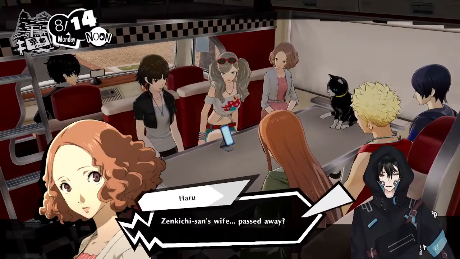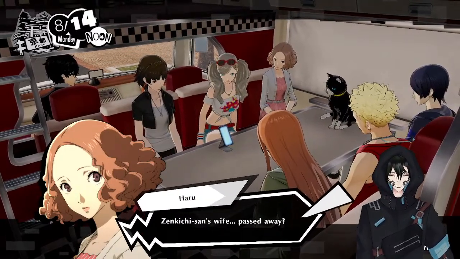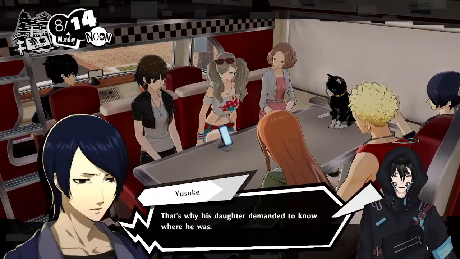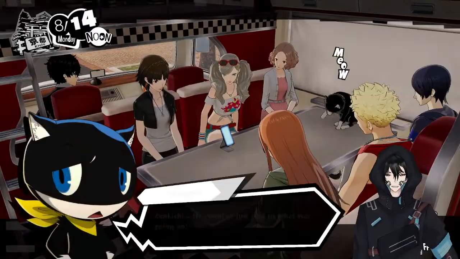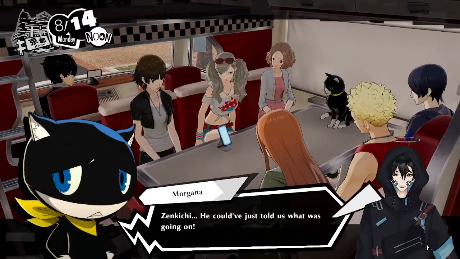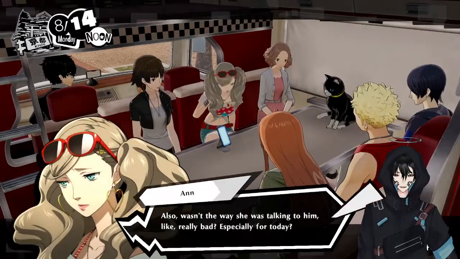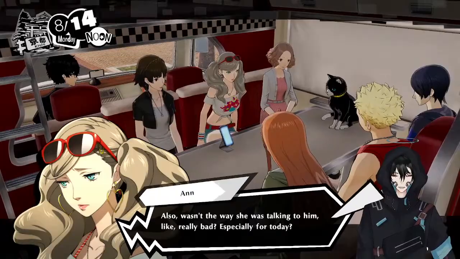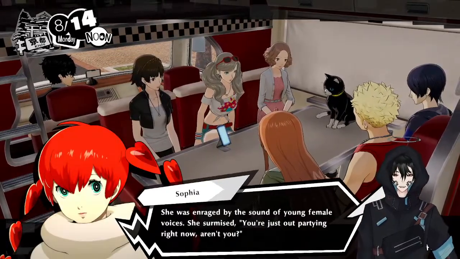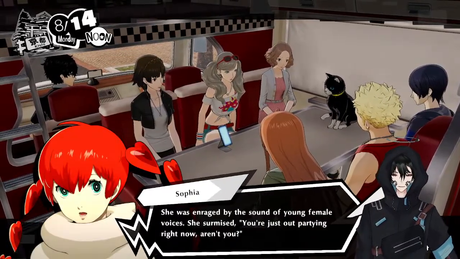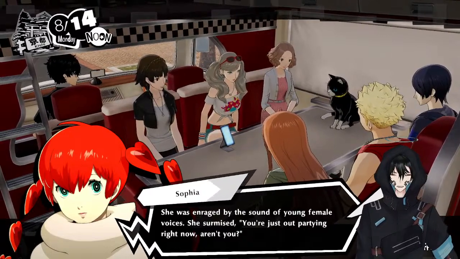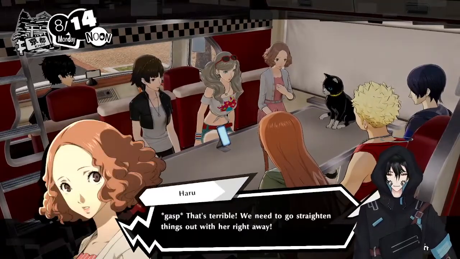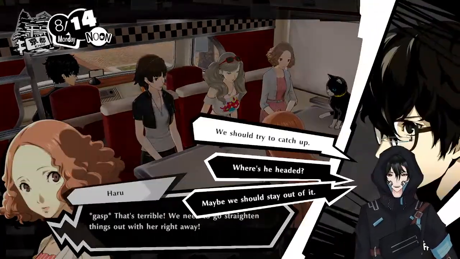Mother! Cemetery, visit Mom's grave. To bless Haru. That's why his daughter, but no way. Senikichi, you could have just told us what was going on. Also, wasn't she just talking to me really badly, especially for today? She was engaged by the sound of young female voices. To summarize, you're just out fighting right now, aren't you? Talk about getting a wrong idea. We need to go straighten things out right away.